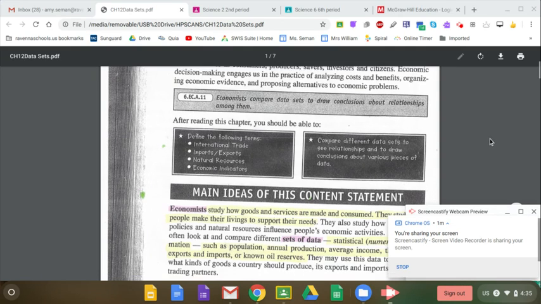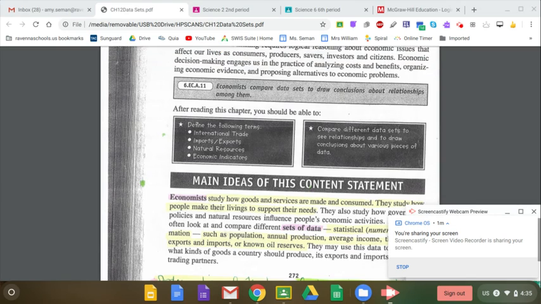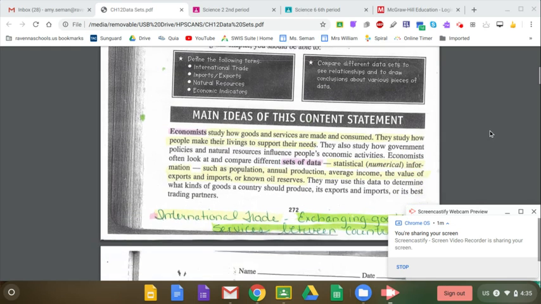And we have in this chapter, when you're done, you should be able to define international trade, imports, exports, natural resources, economic indicators. You should be able to compare different data sets to see relationships and to draw conclusions about various pieces of data.